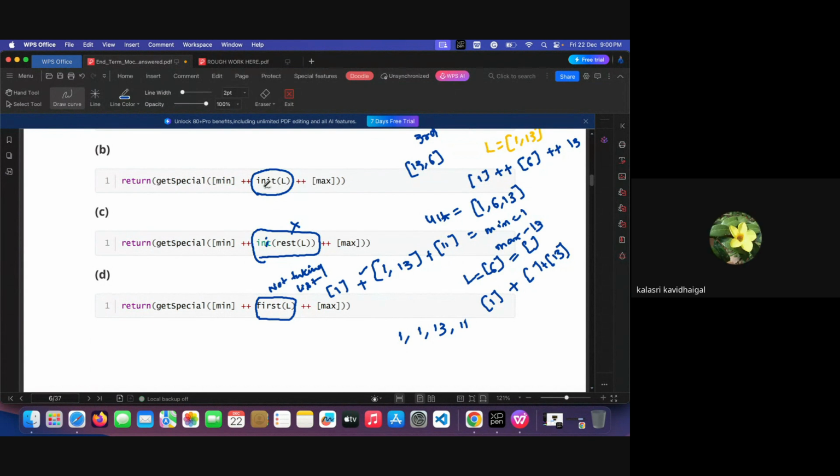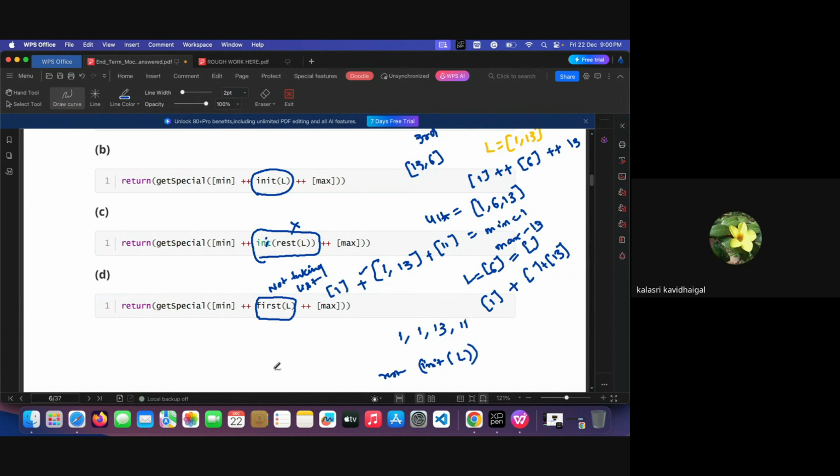Sir, excuse me, sir. In case you want to get the first element of the list, how can you write that pseudocode? First element of the list. Maybe simple, first we do init. Init of the list, what will it do? It will avoid the last element. Am I right then? Yes. It will avoid the last element. So after that, it is sent to rest.